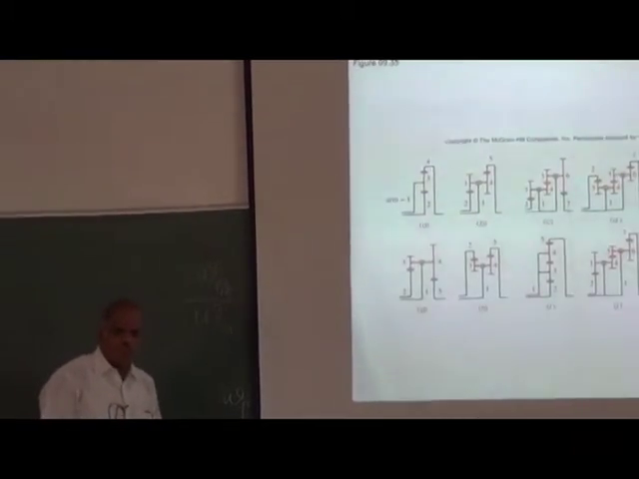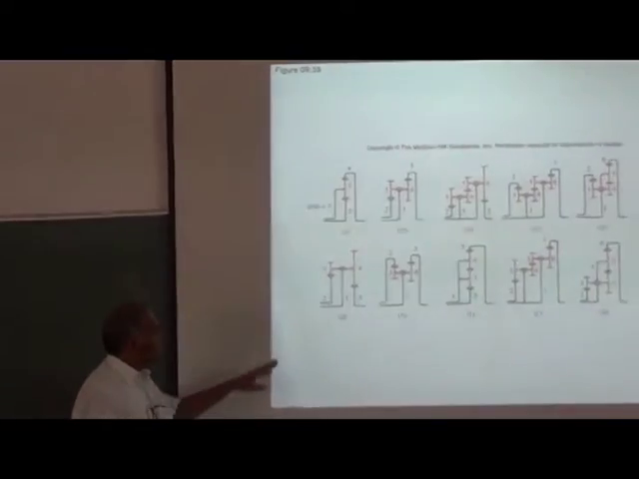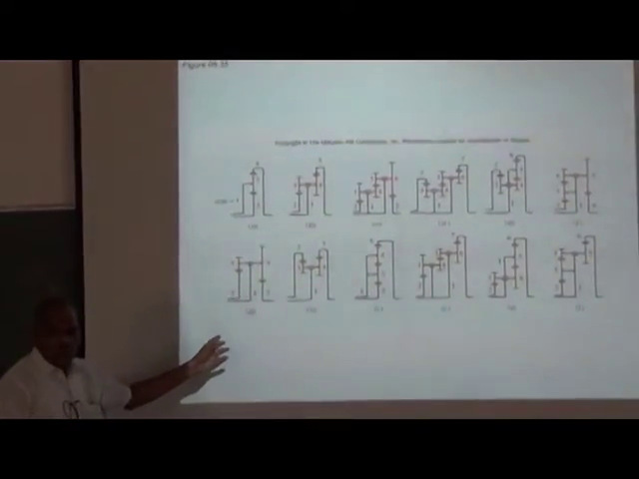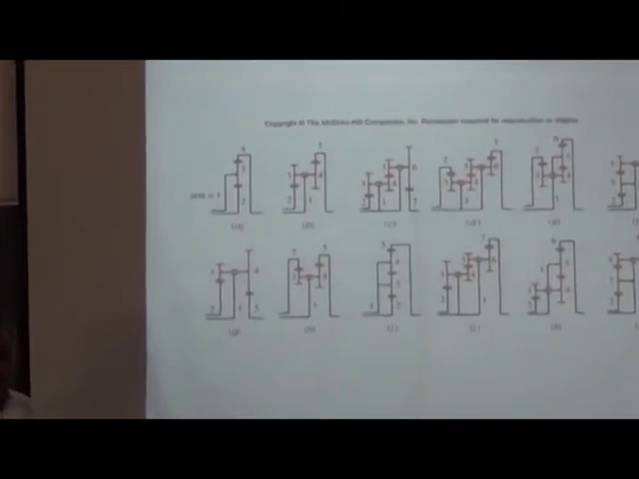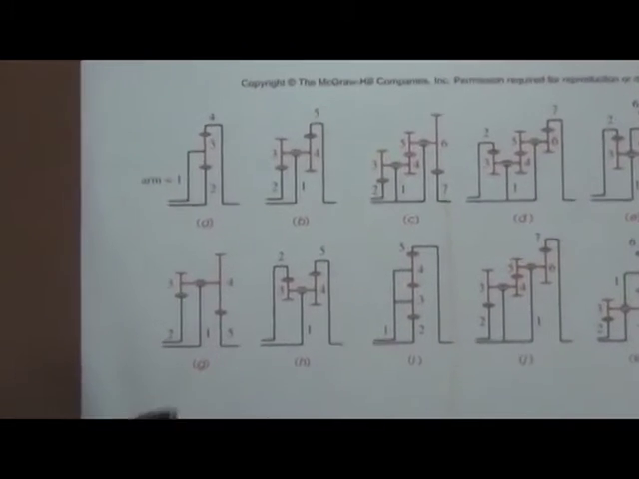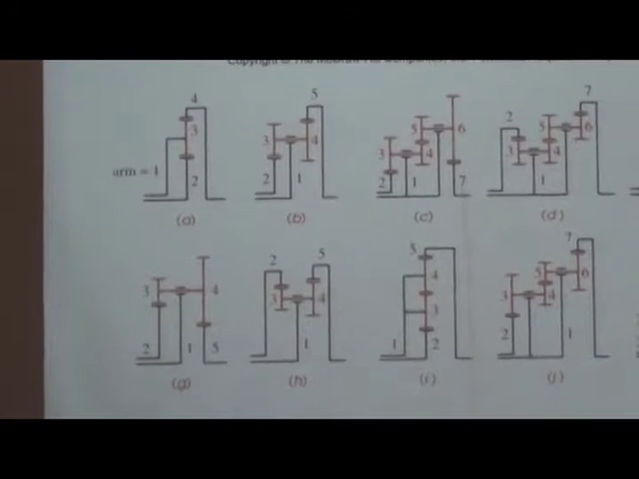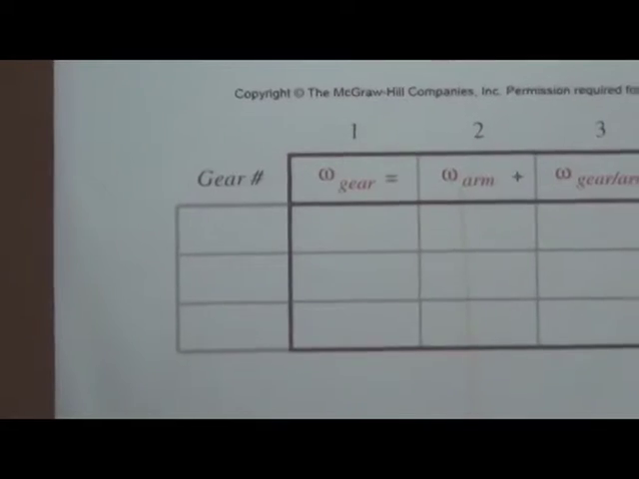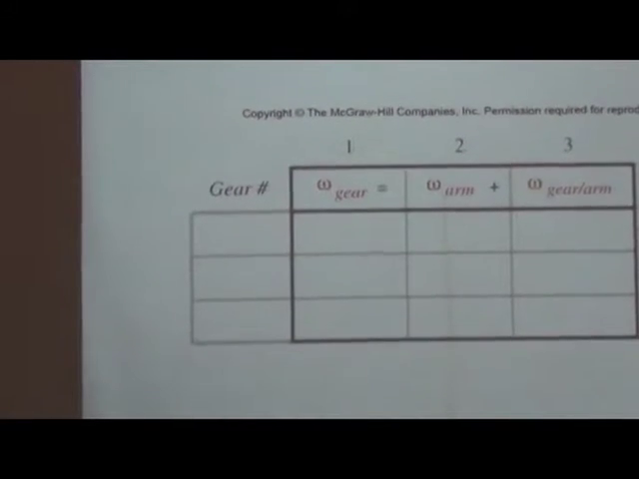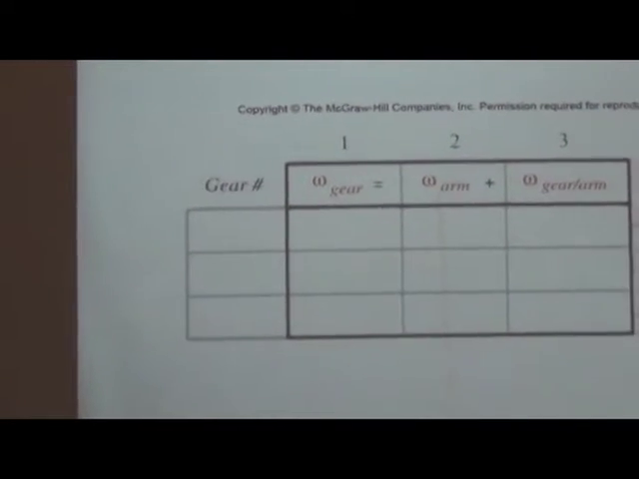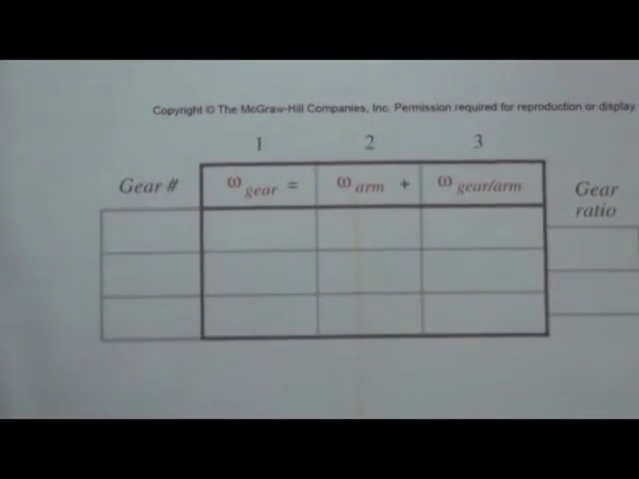Just have a look at this and don't get into the details. These are the various ways the epicyclic gear train can be made. Somebody has suggested these are the ways the epicyclic gear train can be arranged. Now to calculate what will be the output of a gear, what will be the gear ratio, a table is suggested like this.